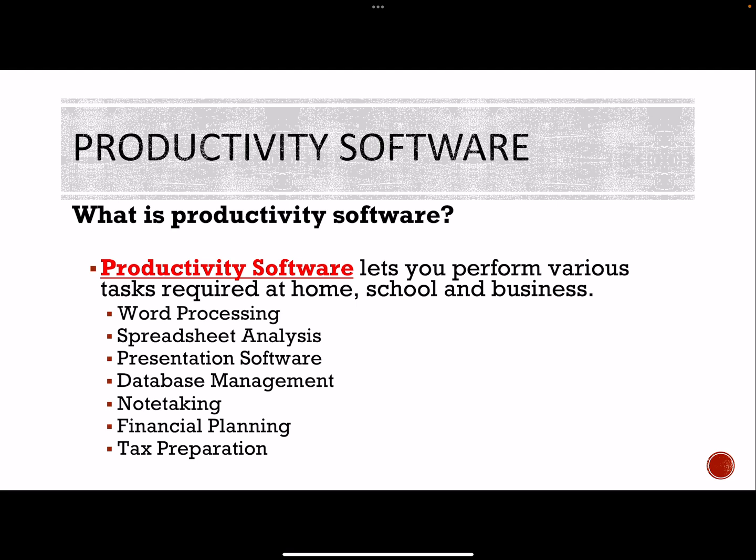Productivity software. What is productivity software? Productivity software lets you perform various tasks required at home, school, and businesses. The main types of productivity software include programs for word processing, spreadsheet analysis, presentation software, database management, note-taking, and personal information management. In addition, financial planning software and tax preparation software are available for personal use.